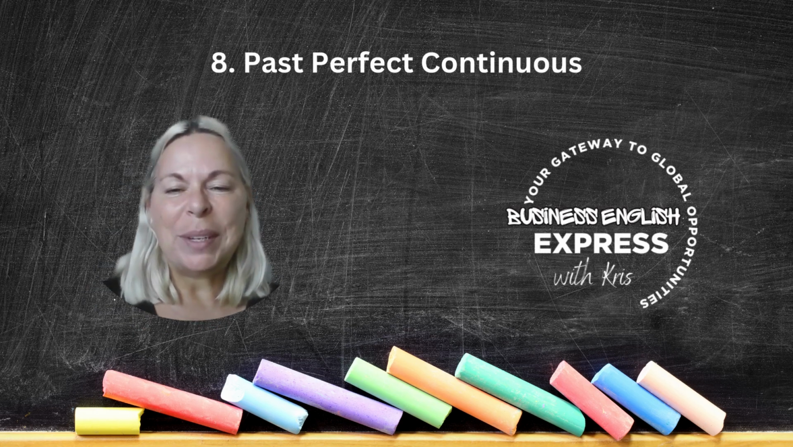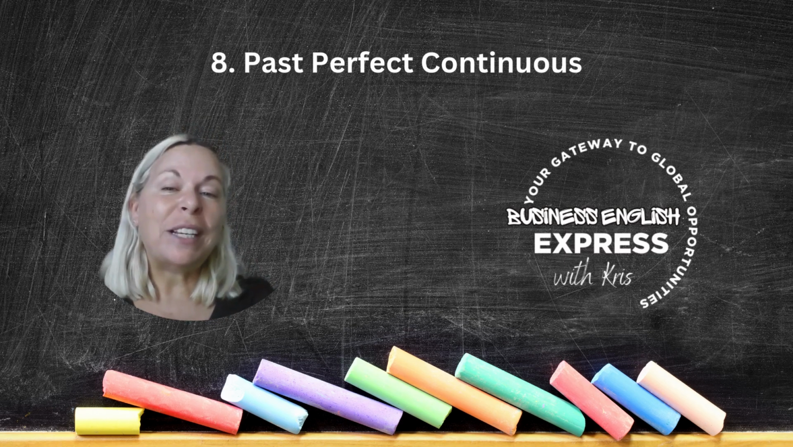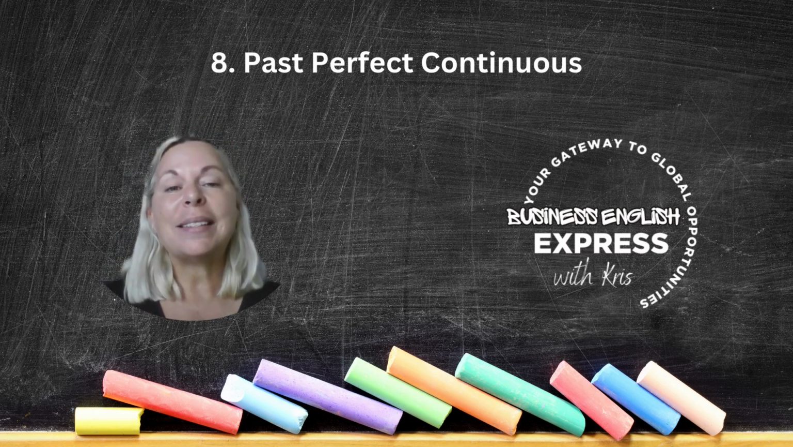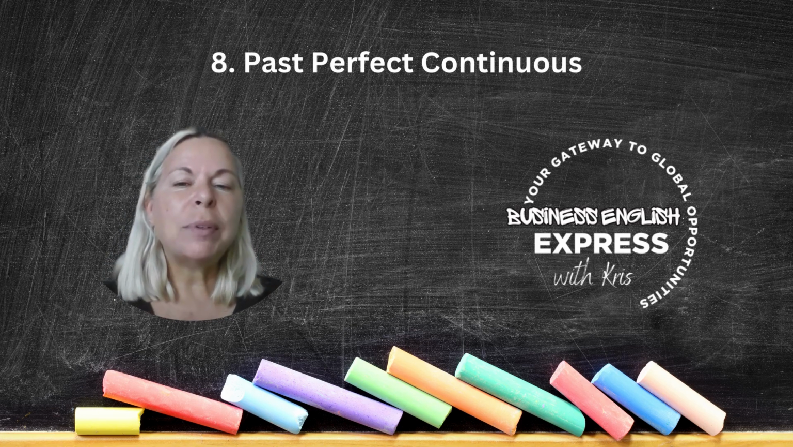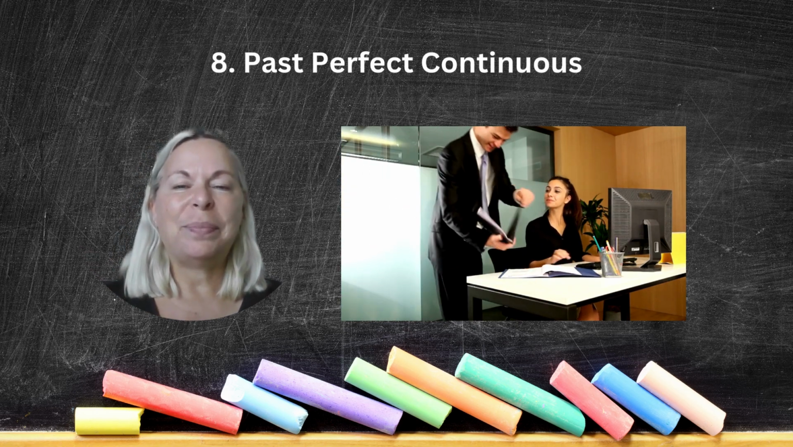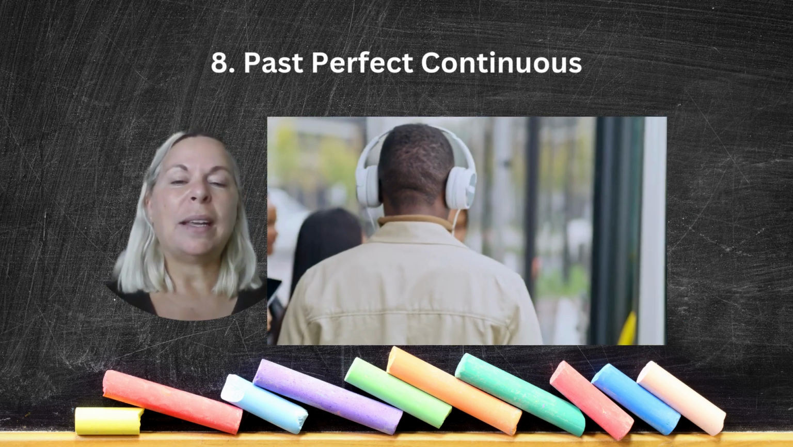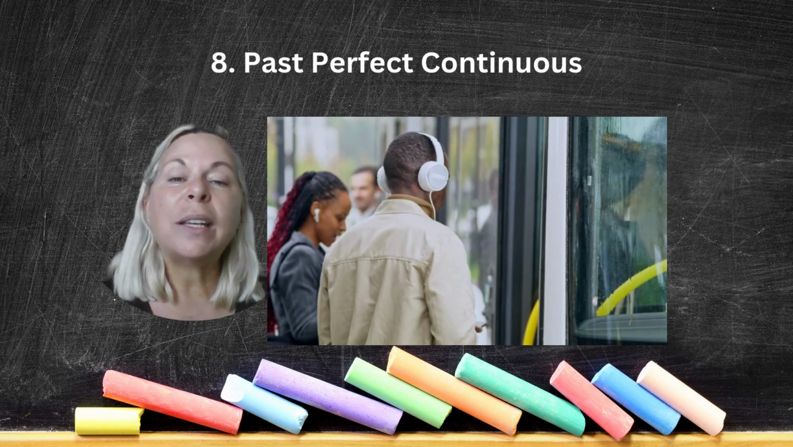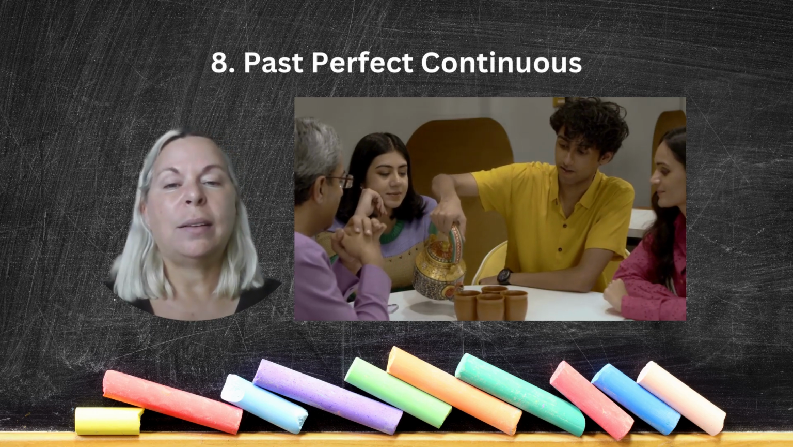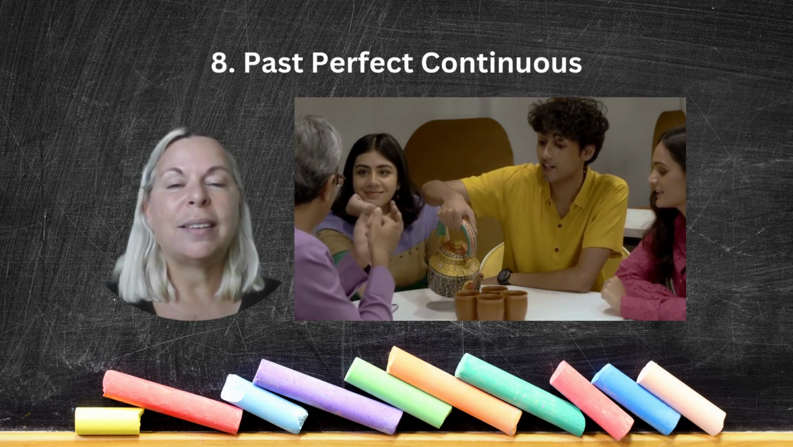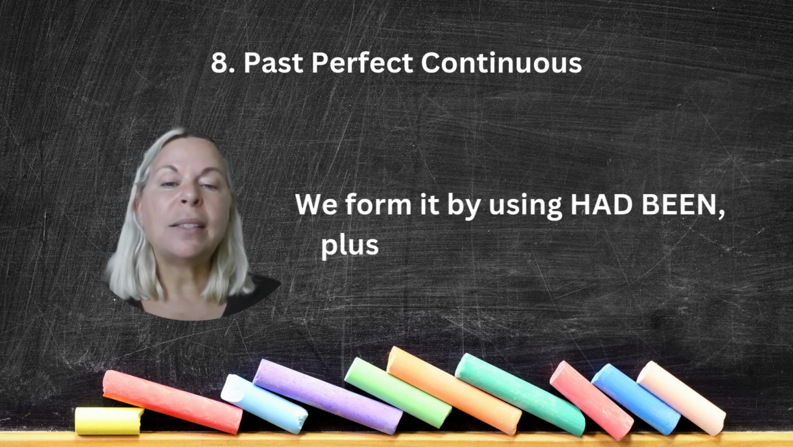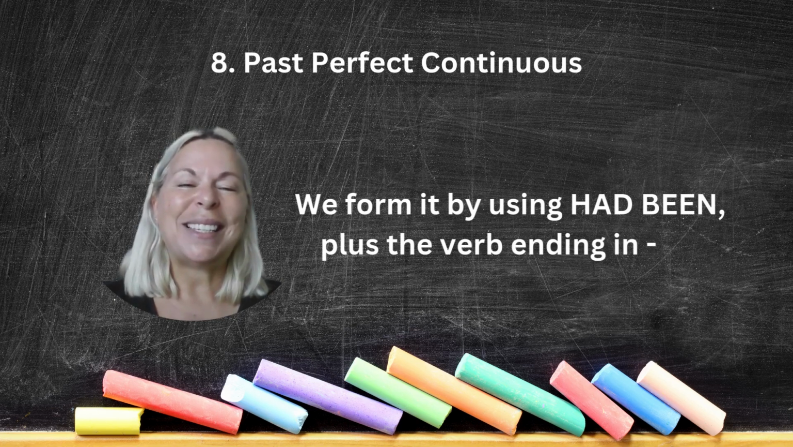Past perfect continuous. This one emphasizes the duration of an action that was happening before something else in the past. It's like saying, I was busy doing this for a long time before something interrupted me. For example, I had been waiting for an hour when the bus finally arrived. Or they had been working all day before they took a break. We form it by using had been plus the verb ending in ing.